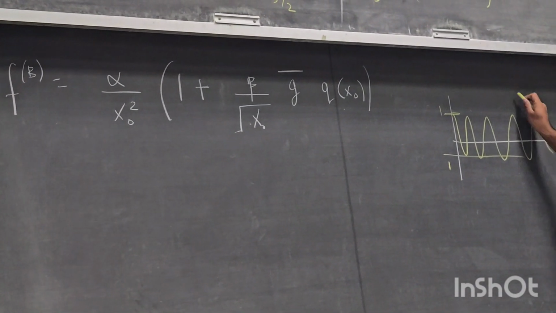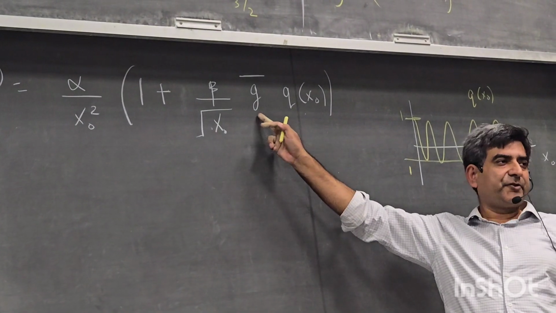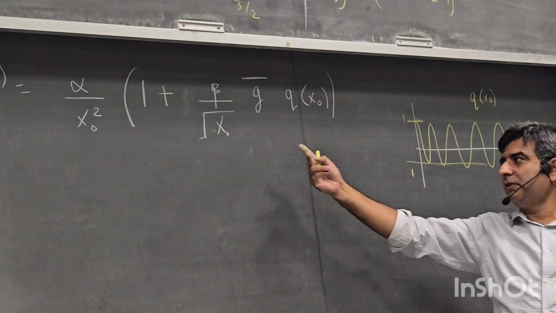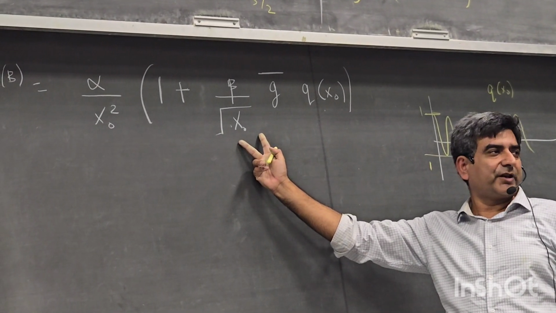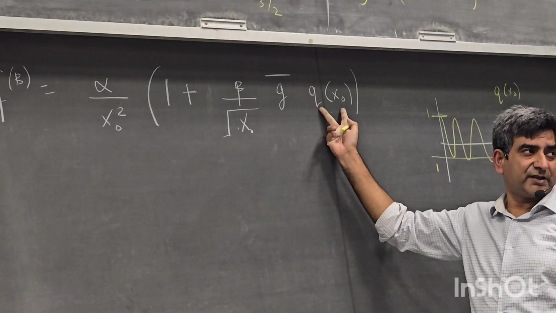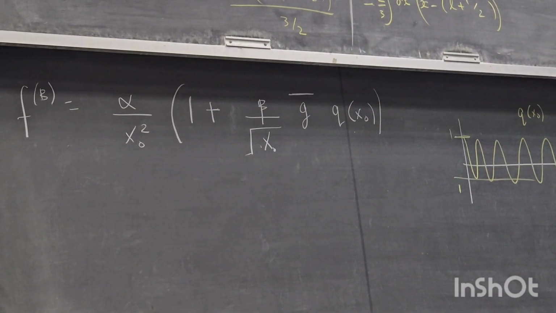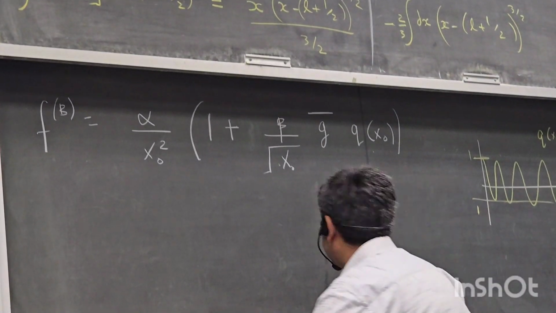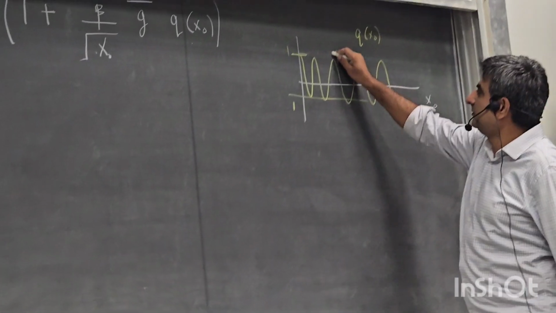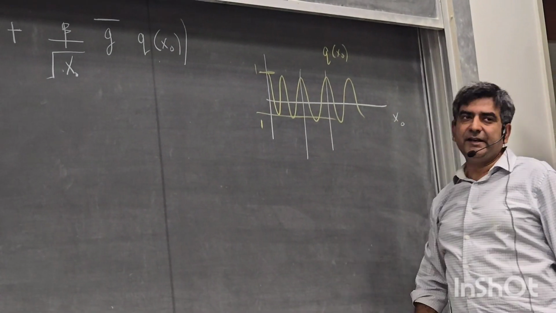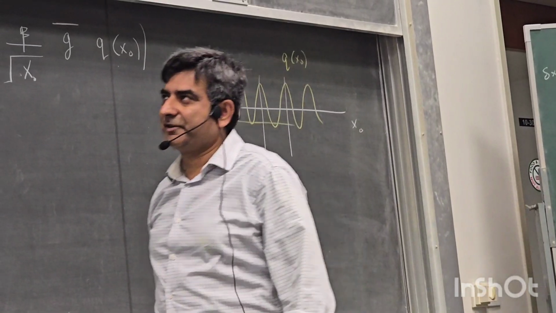So this is q of x naught, a unit amplitude function, because all the amplitude has been subsumed in this g bar. This is the oscillatory time variation, this is the monotonic decay. This is non-monotonic, this is oscillatory. So this is the overall f that you get. Now if you look at this function here, look at the period of this function. Let's see what the period of this function looks like.